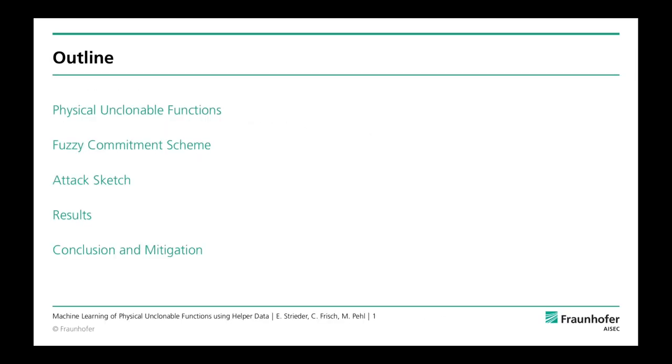The outline of this talk is as follows. I will give a short recap of the principles of physical unclonable functions. Afterwards, I will explain the fuzzy commitment scheme, which is a core part of the attack. This is followed by the actual attack sketch and a few results of our work. Finally, some concluding words and possible mitigations. Let's get started with the recap of PUFs.